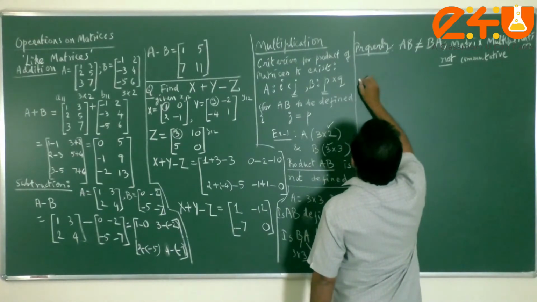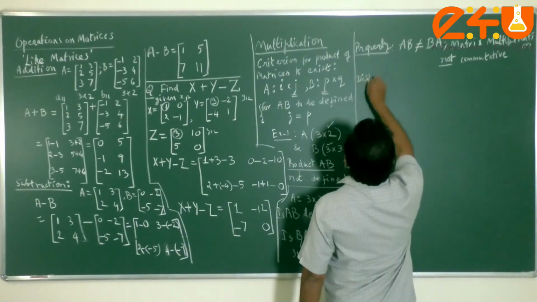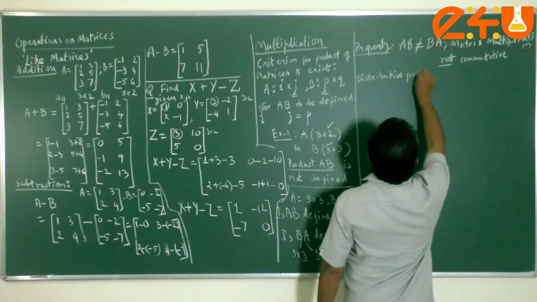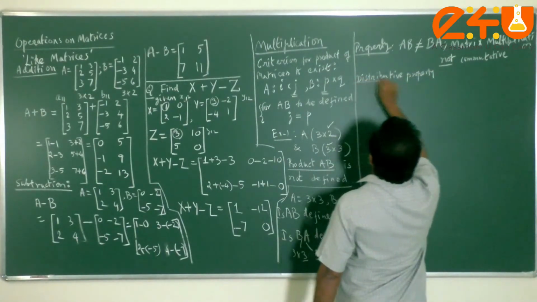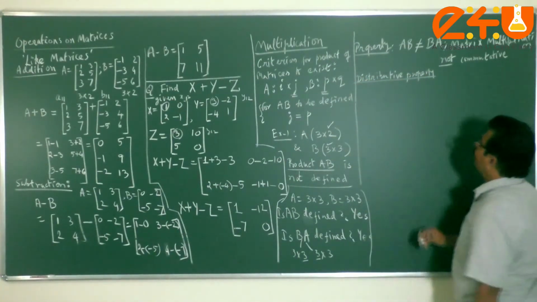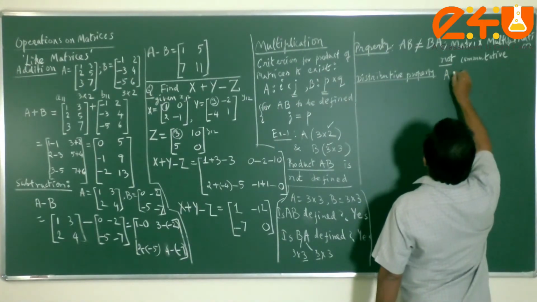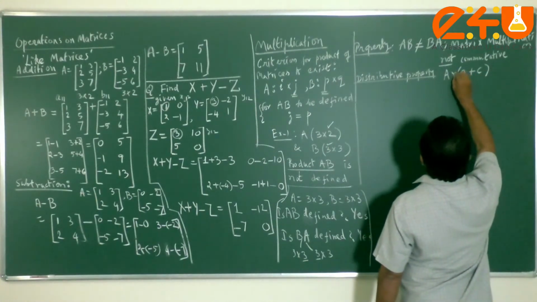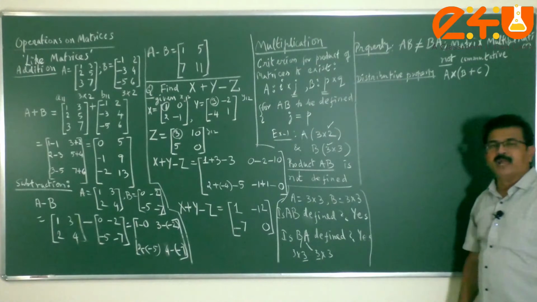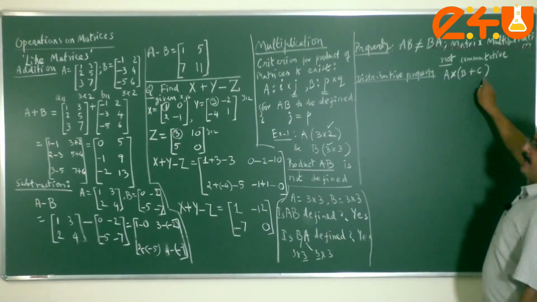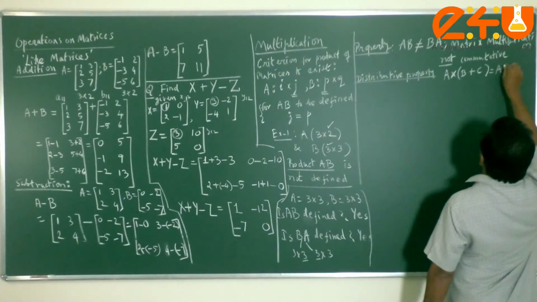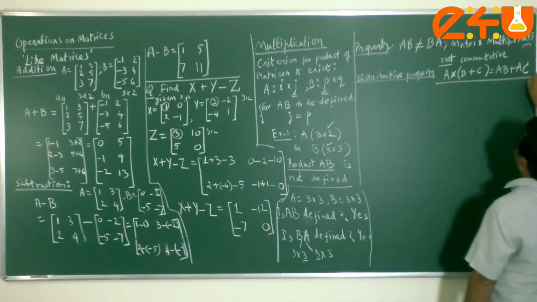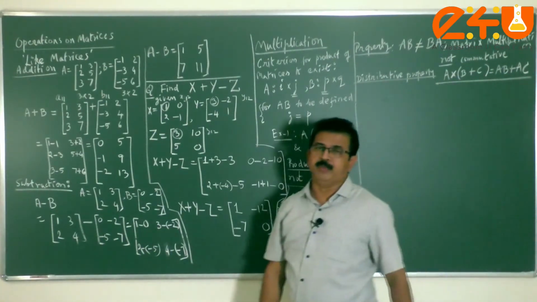But because we have come to multiplication, the distributive property applies. Distributive property, students know from lower classes. For example, matrix A multiplied with the sum of B and C. Yes, it is AB plus AC. This is defined, I'm sorry, provided B plus C is defined.